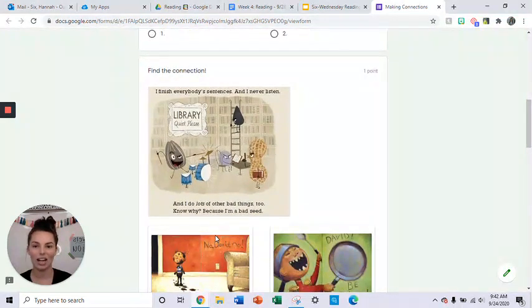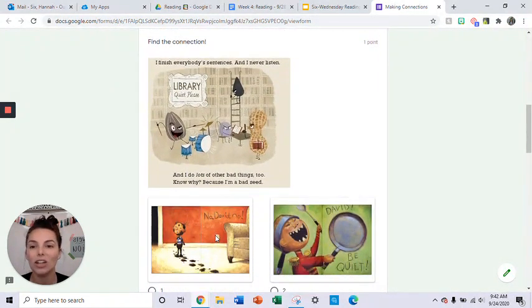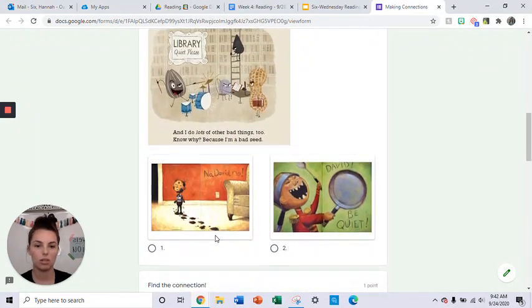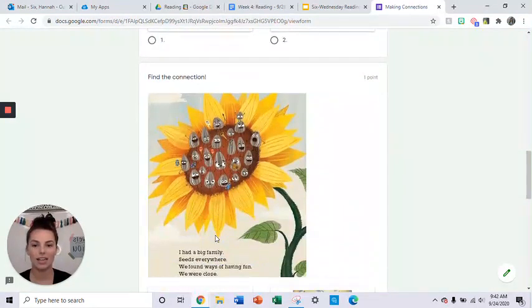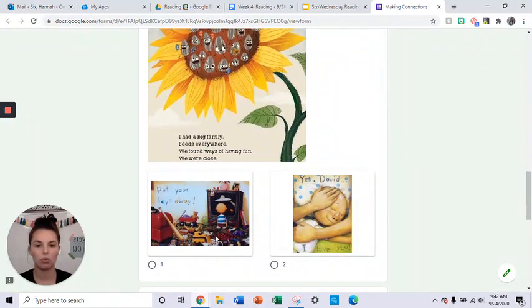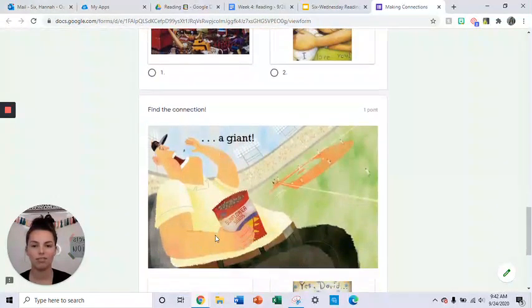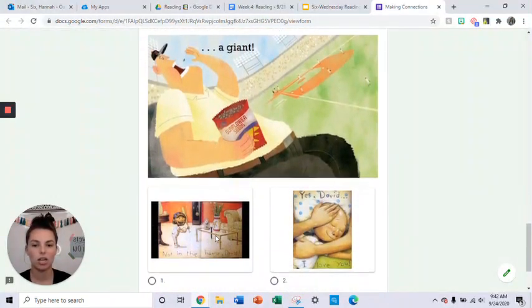And now you're going to have to do the rest on your own. You're going to find the connection, the same thing. Find the connection to this page, either this one or this one. Find the connection to this page, either 1 or 2. Find the connection to this page, either 1 or 2. And we're looking at the characters, the setting, and the details.